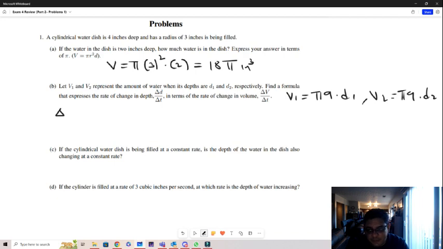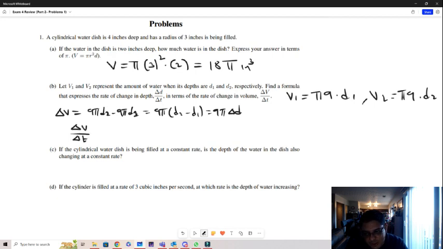So when we calculate the delta V, it is essentially 9 pi D2 minus 9 pi D1, sorry, let's make it D2 minus D1. If we factor 9 pi, we get 9 pi times (D2 minus D1), and so we can see this as 9 pi delta D. If we apply on both sides the change in time, dV/dt is going to be 9 pi dD/dt.